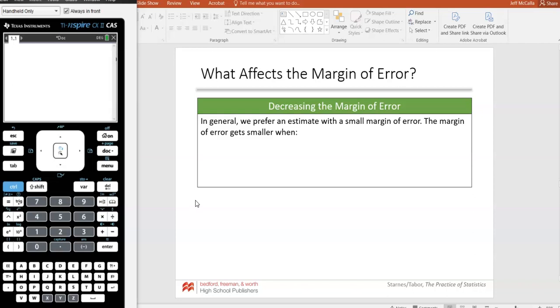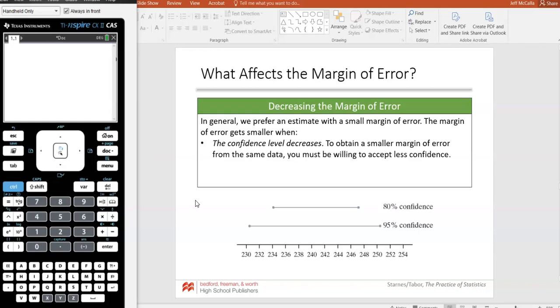In general, we would like to estimate with a small margin of error, ideally, right? What makes a margin of error get smaller? There are two things. One is when the confidence level decreases. This is not ideal. So if I were, say, 80% confident, which we don't say that often, usually it's 95%, but let's say it's 80%, then I'm guessing a little tighter window there, if that makes sense.